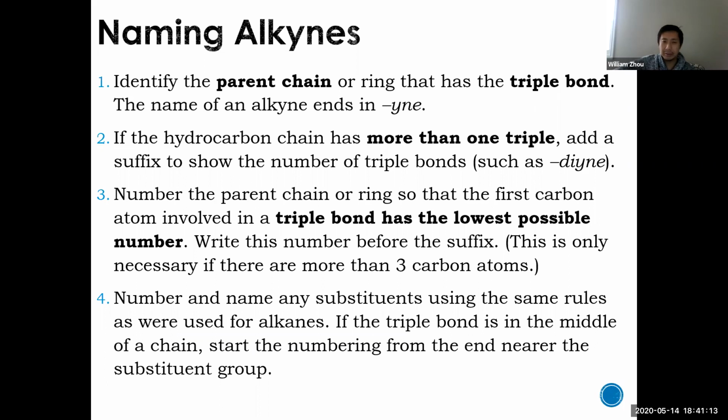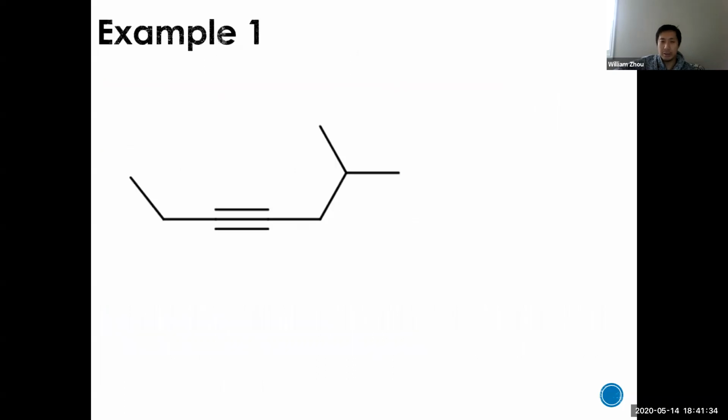And then next, you gotta number your carbon so that your triple bond has the lowest possible number. And you write this number before the suffix. Lastly, same as before, you name and number all the other substituents using the same rules, and you put them all together. Okay, so let's do some examples.